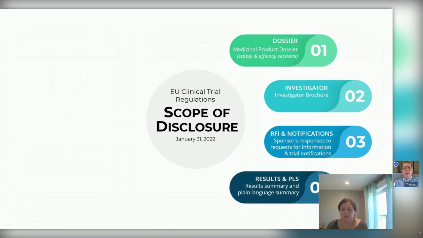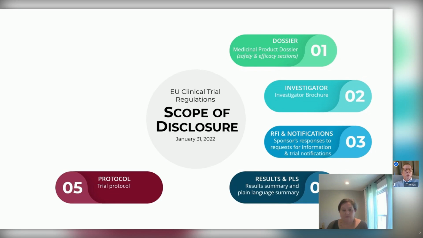Yeah, I mean, essentially anything that CTIS, anything the health authorities use to make decisions, will be in the public space. That's the philosophy behind it, that there's transparency in the decision making of the health authorities in terms of product approvals and trial approvals. Of course, result summaries, plain language summaries and synopses, all that will be made publicly available.